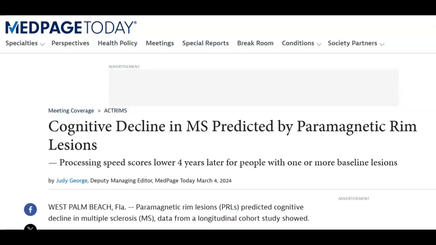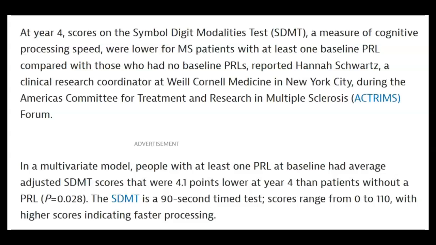And as they say here, paramagnetic rim lesions, or PRLs, predicted cognitive decline in multiple sclerosis, data from a longitudinal cohort study. The article goes on to say that at year 4, scores on the Symbol Digit Modalities Test, a measure of cognitive processing speed, were lower for MS patients with at least one baseline PRL compared with those who had no baseline PRLs, reported Hannah Schwartz, a clinical research coordinator at Weill Cornell Medicine in New York City, during the Americas Committee for Treatment and Research in Multiple Sclerosis, or the ACTRIMS Forum.